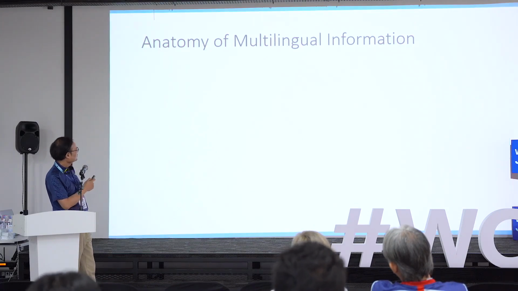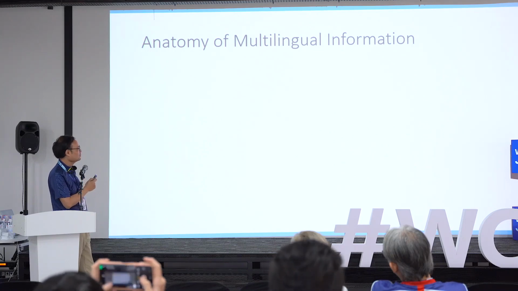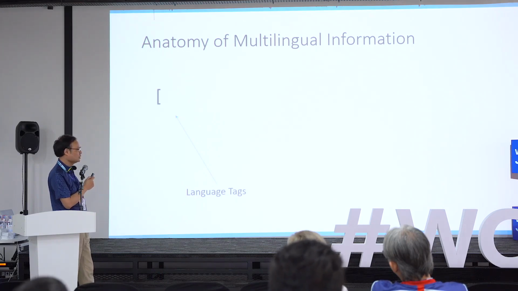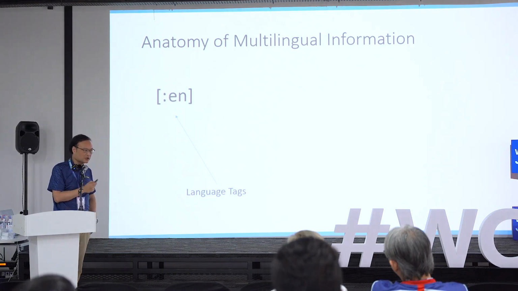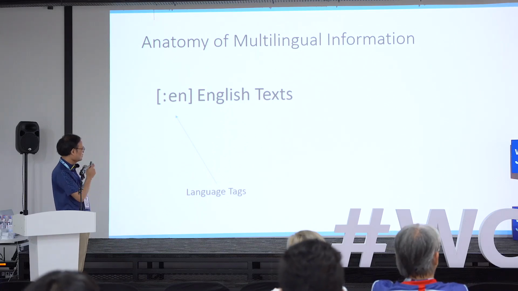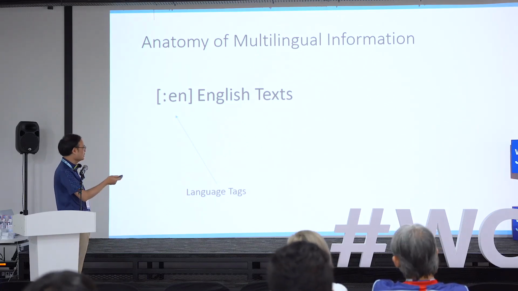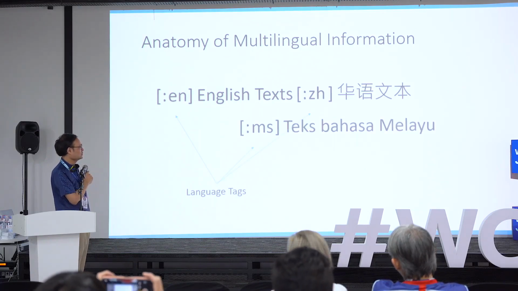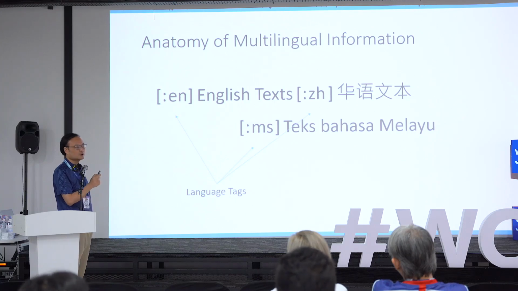For each multilingual information, you start with a language tag, and the language tag looks like this: opening square bracket, and then colon, and then the language code, and then the closing square bracket. And then it's followed by the content of that language. And then each of this is one set, right? So if you have 3 languages, you add the other one, and then you add the other one, okay? And in the end, you add a closing tag to it, which looks like this.